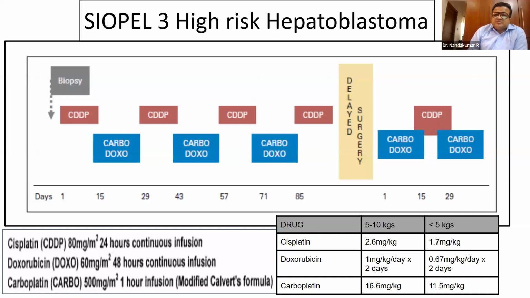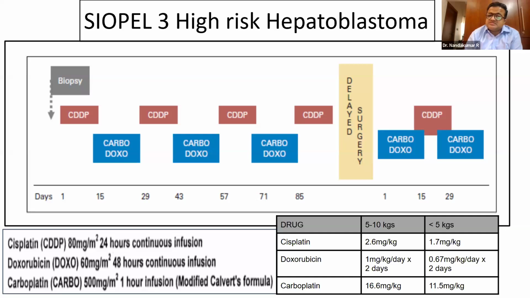Now, how do you manage high-risk hepatoblastoma? So standard hepatoblastoma, single agent cisplatin every 2 weeks, total of 6 cycles, surgery after 4 weeks. Now, how different is high-risk hepatoblastoma? So high-risk hepatoblastoma is a little more aggressive, so the treatment is also based on the similar principle.